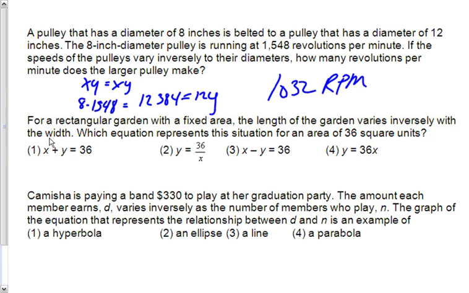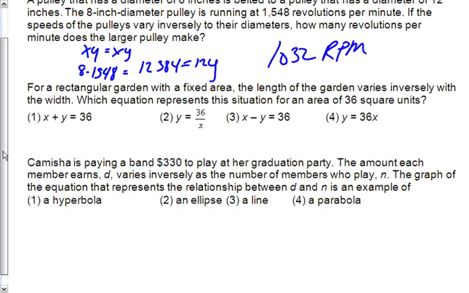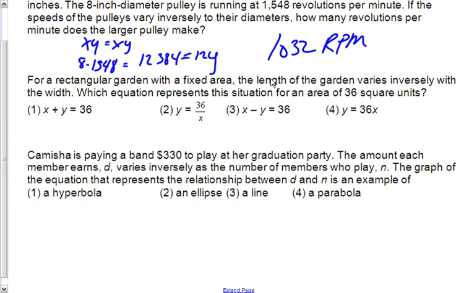Right. And for a rectangular garden with a fixed area, the length of the garden varies inversely with the width. Which equation represents the situation for the area of 36 square units? Well, if you take a look, if you take the 2, first of all, does it even add to get 36? No. Same with the subtraction. It could be either 4 or 2.